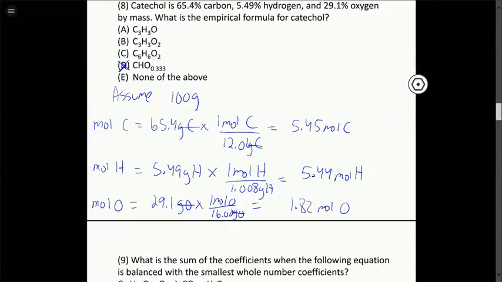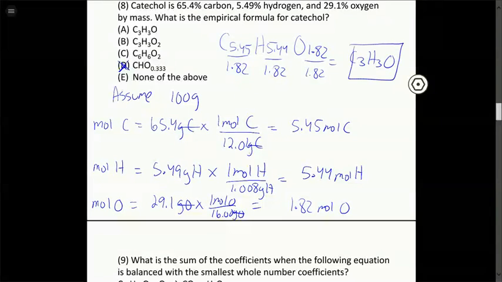All right, so we have the moles of each element, which we got from the masses, and that's going to give us the empirical formula. But remember, we want to convert those all into whole numbers. So if we have C 5.45, H 5.44, and O 1.82, we have to divide all of those by the smallest one to get them closer to whole numbers. So we divide each of these by 1.82, the smallest number, and that gives us C3H3O. All right, which corresponds to choice A.